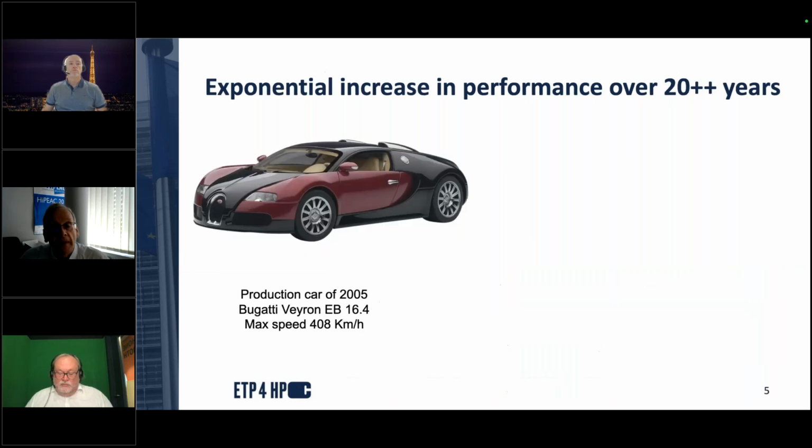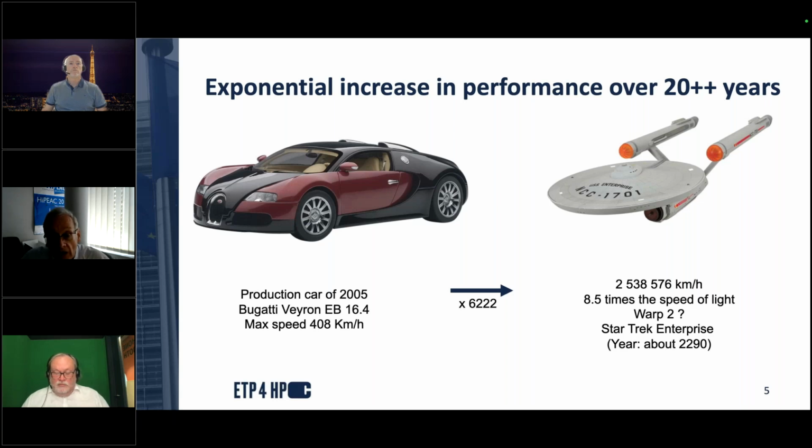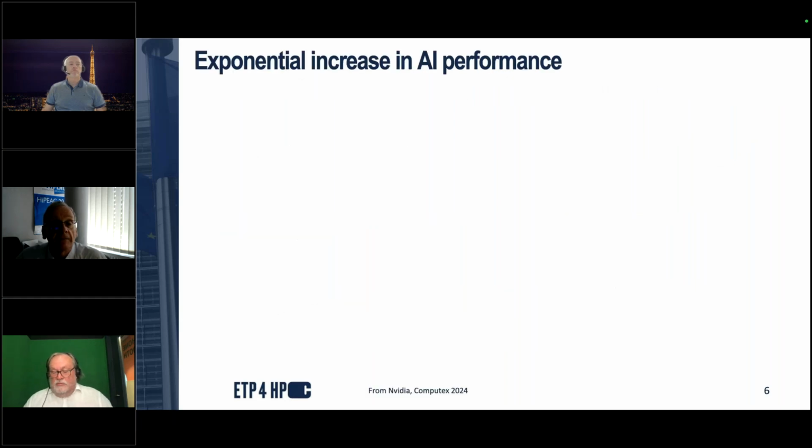Just to make a comparison with another industry, for example the automotive industry, the fastest car in 2005 was the Bugatti Veyron, which was able to drive at 400 kilometers per hour. If we got this 6,000 times acceleration, we should now have the Star Trek Enterprise going at 8.5 times the speed of light. So just to give you an idea of the tremendous performance increase of this technology.